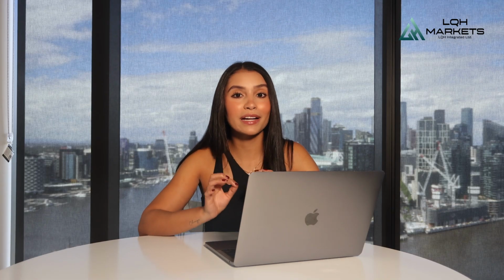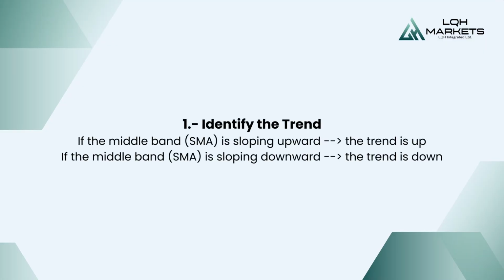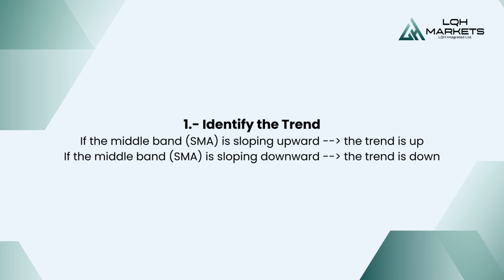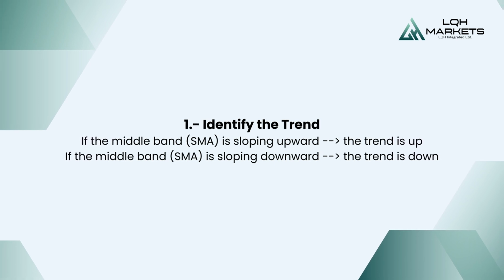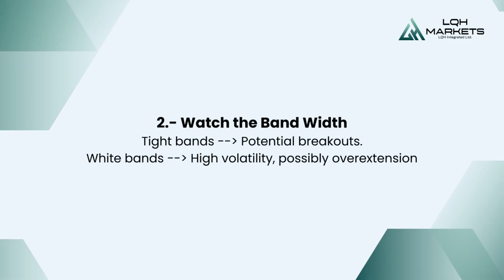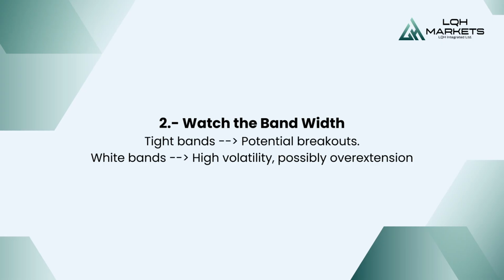Let's go step by step on how to use Bollinger Bands effectively. Identify the trend. If the middle band, the SMA, is sloping upward, the trend is up. If it's sloping downward, the trend is down. Watch the band width. Tight bands mean potential breakouts. Wide bands mean high volatility, possibly overextension.